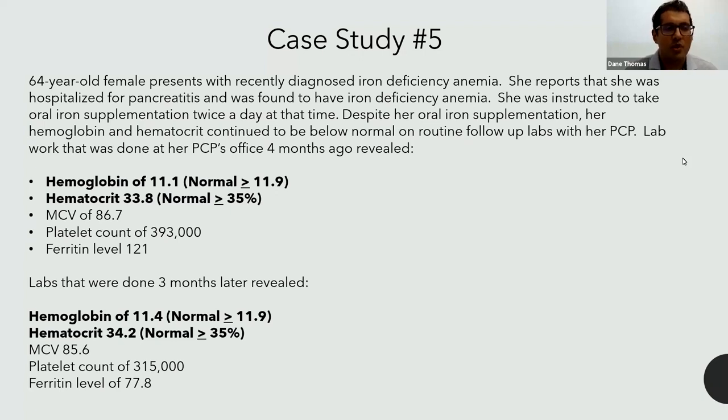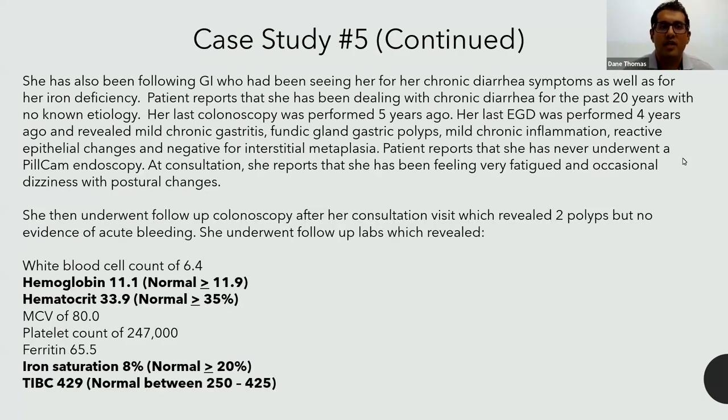A low hemoglobin of 11.1 and suboptimal hematocrit of 33.8%. Labs that were done 3 months later revealed continued low hemoglobin of 11.4 and suboptimal hematocrit of 34.2%. She has also been following with GI, who has been seeing her for her chronic diarrhea symptoms as well as for her iron deficiency. Patient reports that she's been dealing with chronic diarrhea for the past 20 years with no known etiology. Her last colonoscopy was performed 5 years ago.